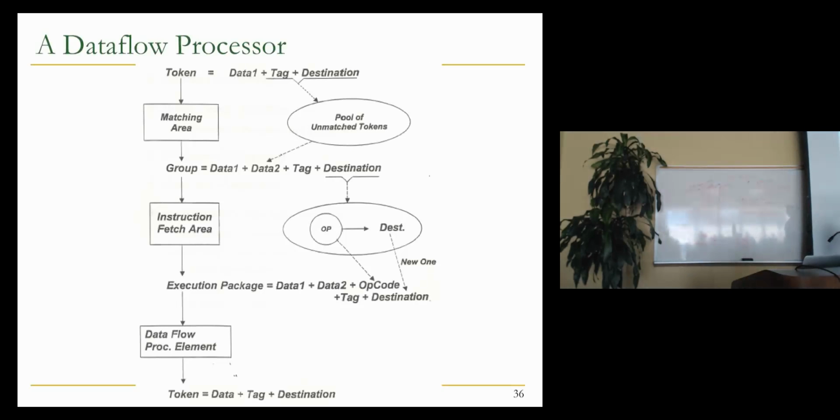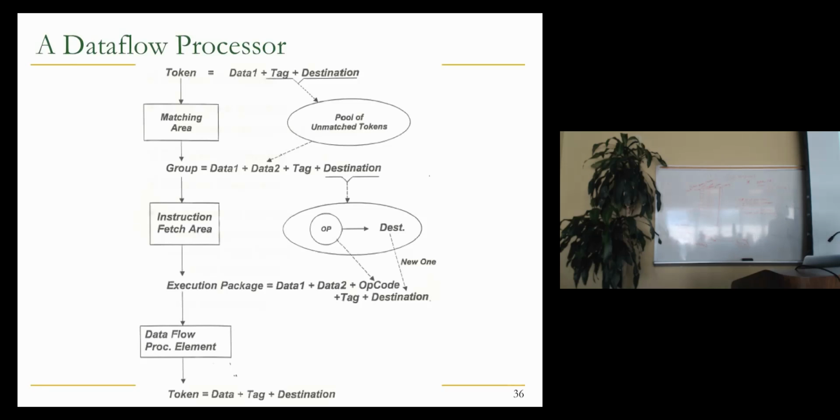The difficult part is really this part. Basically, you can have a huge pool of unmatched tokens, right? Because you have the entire data flow graph of the program in the machine. In out-of-order execution, you limit that with reservation stations. One of the difficulties in pure data flow is how do you limit the size of this? Because instructions get fetched and executed based on the data flow order.